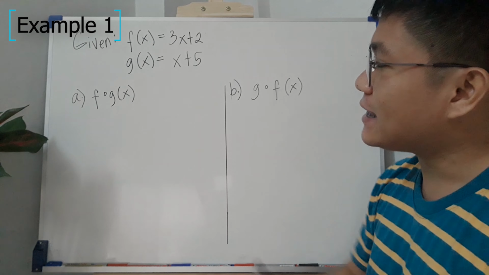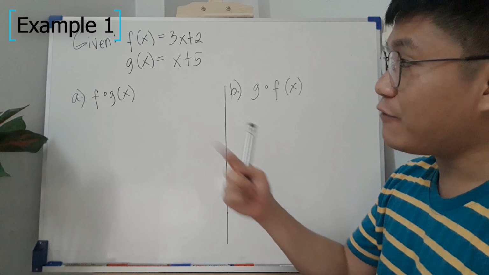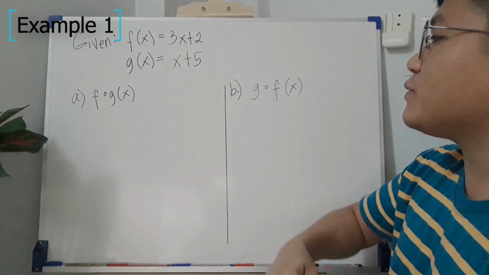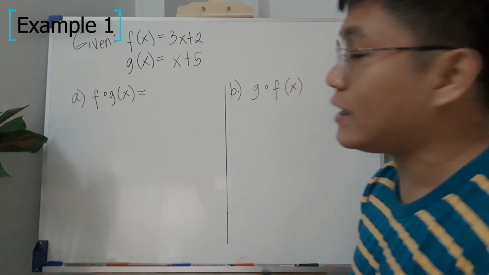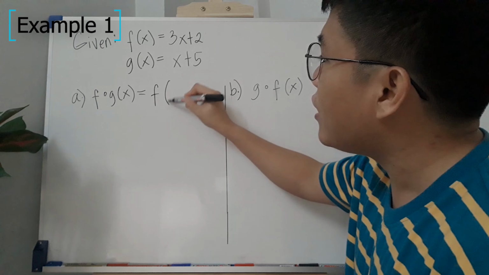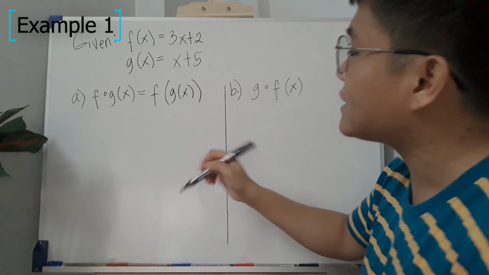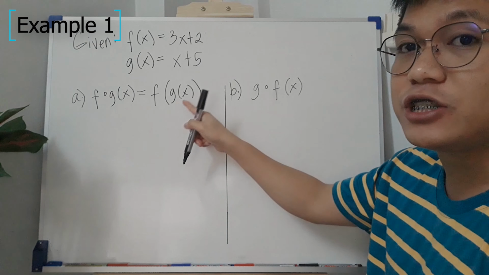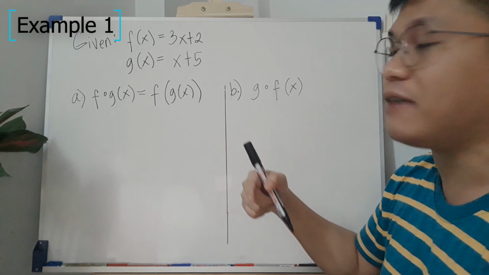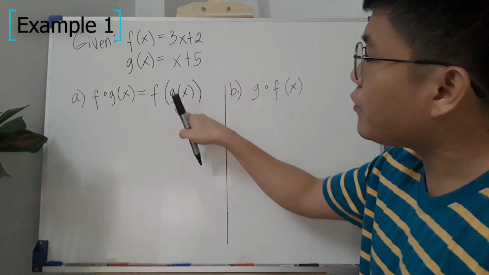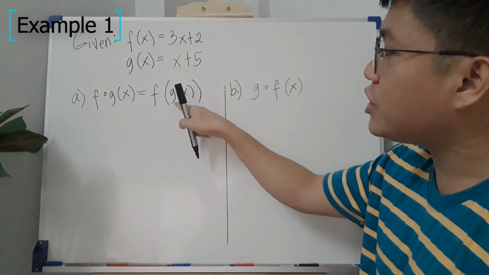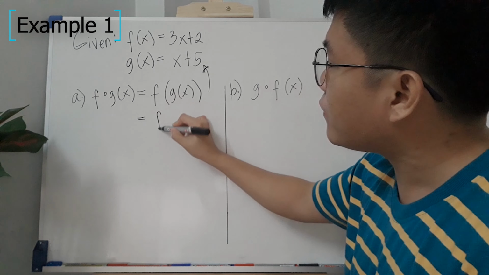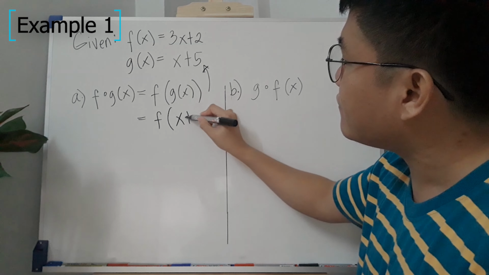First, we are going to solve for f composed with g of x. What does it mean? We are going to write first the general form for this function, which is f of g of x. It means that the function g of x is the input of the function f of x. So first, we are going to substitute the value of g of x, going back to our given: g of x is equal to x plus 5.